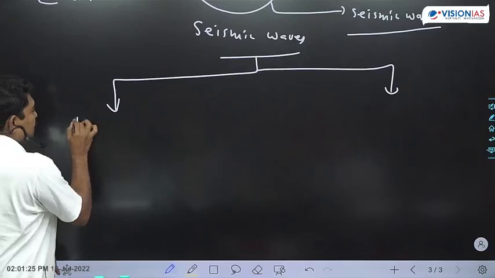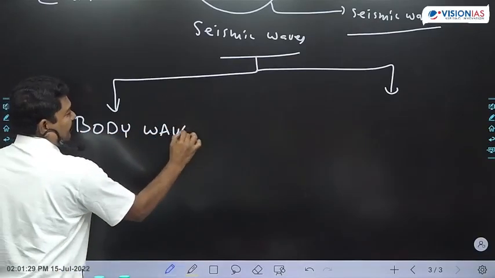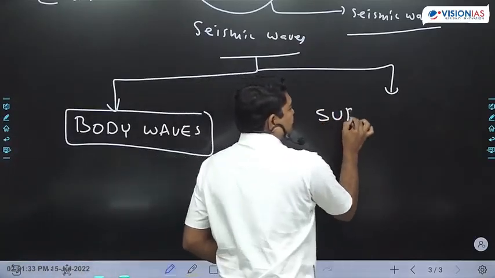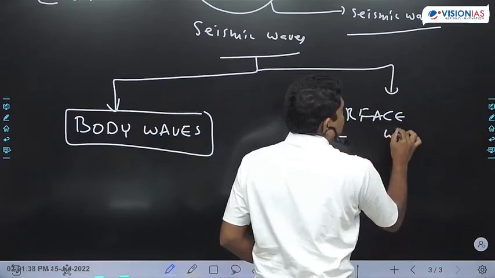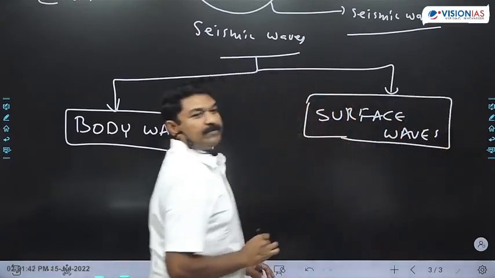One is called body waves. Very good. The other one is called surface waves. What do you mean by the body waves? What do you mean by the surface waves?